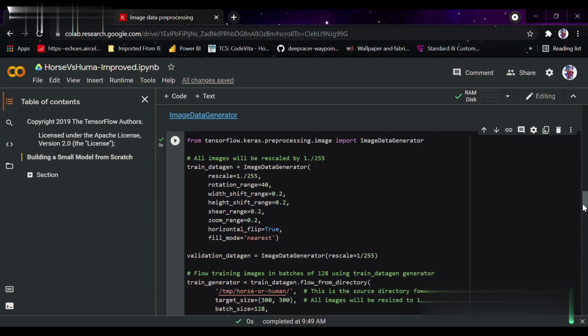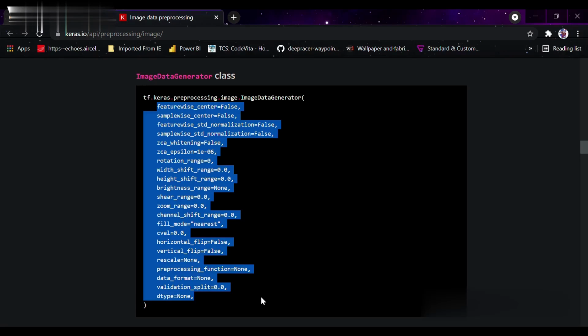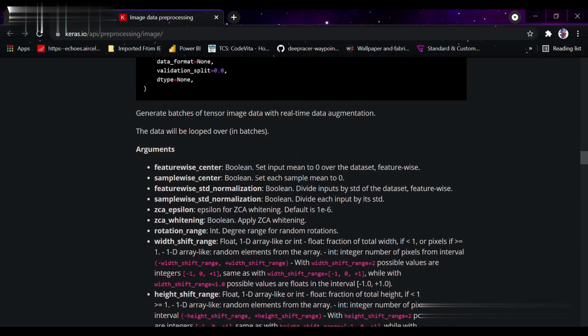So this was it for the video. The main purpose was the image data generator class and all the functions that are available in it, because these are used in a wide area, and they all have their own significance, such as feature-wise center and sample-wise center. We haven't used them, but if you read about them in the documentation, you would see that they mean a lot while considering big data sets.